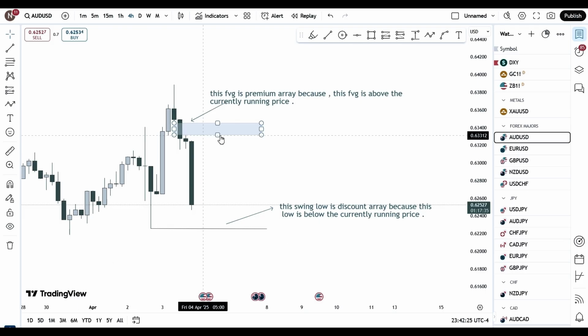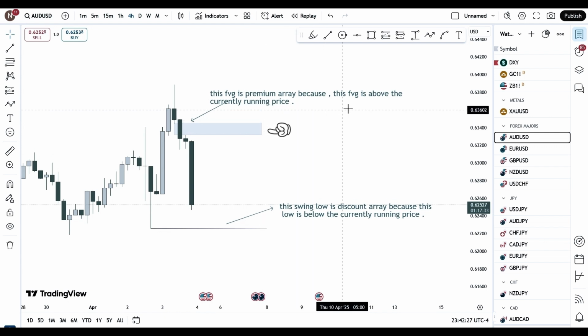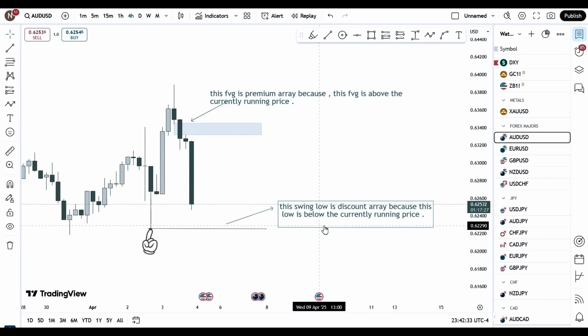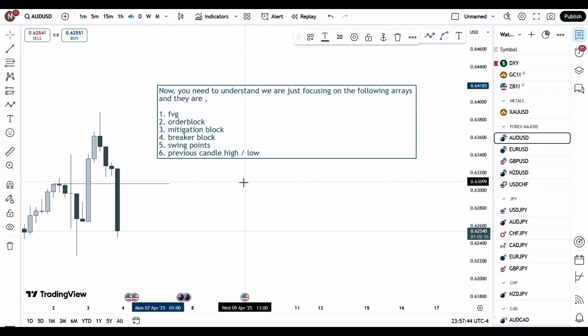For example, this fair value gap is a premium array because it is above the currently running price, and this swing low is a discount array because it is below the currently running price. Now you need to understand we are just focusing on the following arrays: fair value gap, order block, mitigation block, breaker block, swing points, and previous candle highs and previous candle lows.